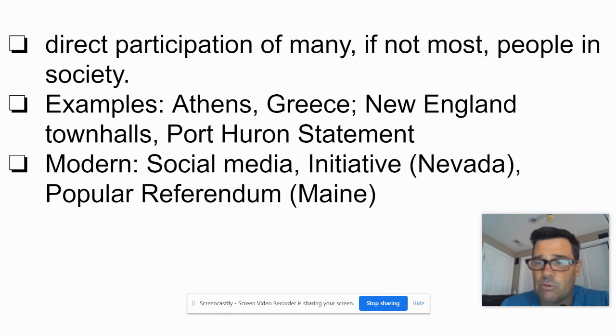And then the popular referendum, sometimes just known as the referendum. And my home state of Maine is a place that has the referendum. And I'll define both of those in just a second. You go ahead and write them down. All right, pause if you need to. I'm going to jump to the next card.